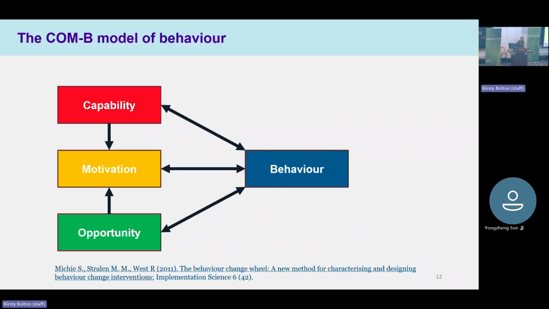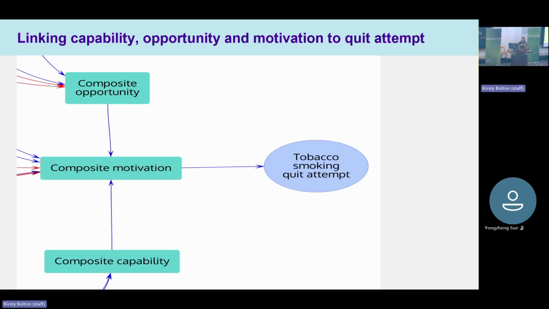We often can't observe capability, motivation, and opportunity directly, but there might be things that we can measure, which we can use to represent these things. So first of all, we wanted to identify the behaviours of interest that we would be looking at in terms of the influences on behaviour. These were quit attempt and quit maintenance. I only go through the quit attempt in detail, just because of time, but we do a very similar thing for quit maintenance.